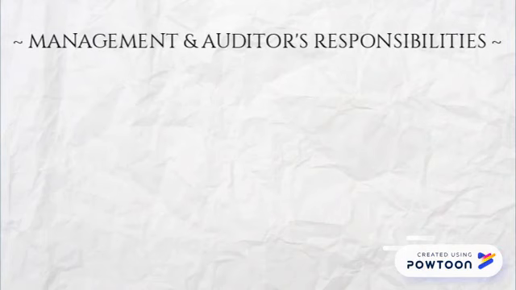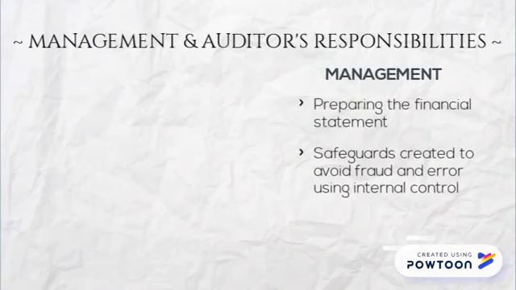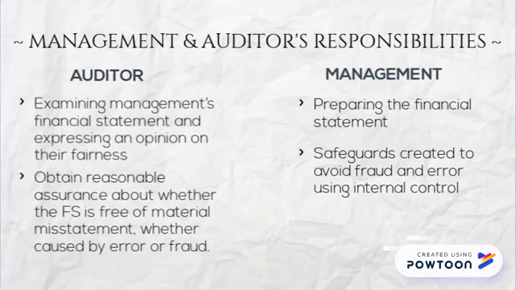Internal control. Management and auditor's responsibilities. Responsibilities of management are preparing the financial statement and creating safeguards to avoid fraud and error using internal control. Responsibilities of auditor are examining management's financial statement and expressing an opinion on their fairness and obtain reasonable assurance about whether the financial statement is free of material misstatement, whether caused by error or fraud.